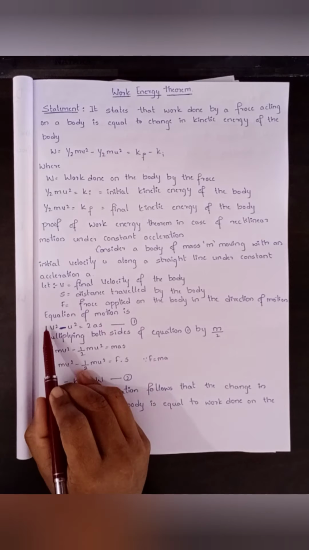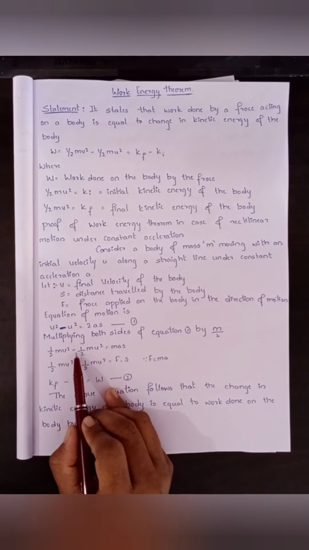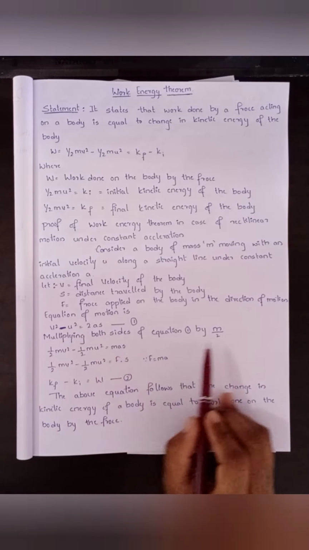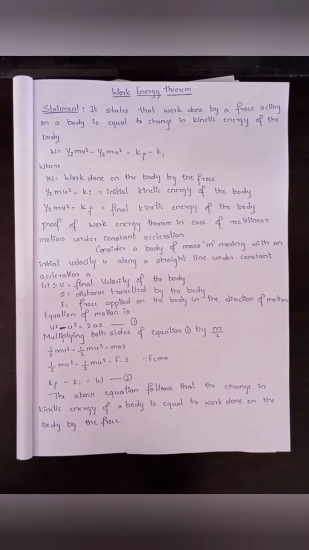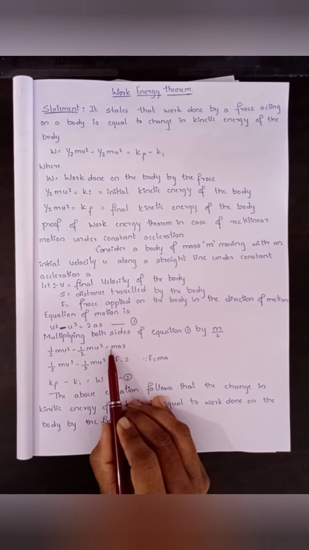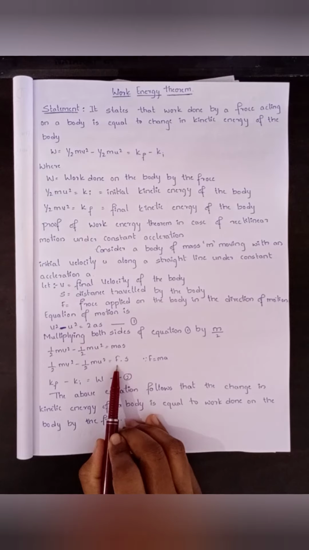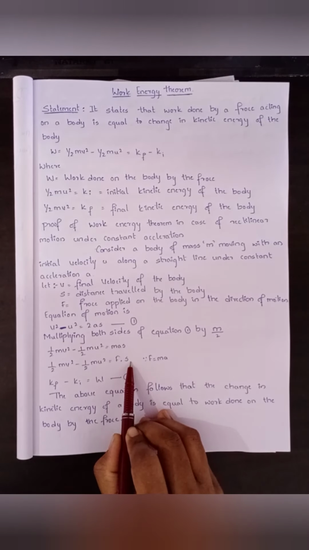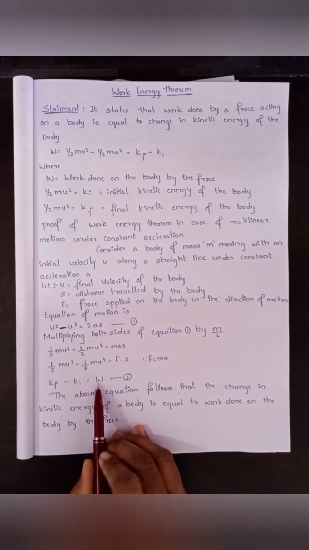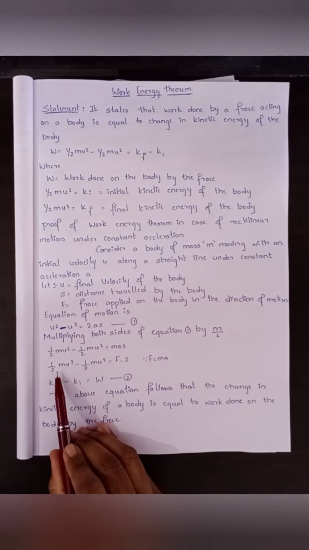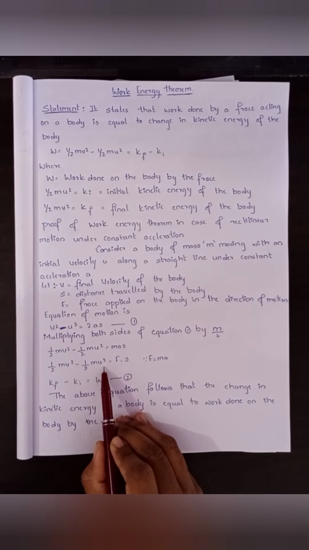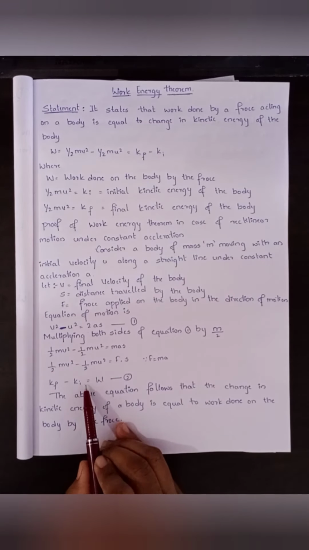So what happens? We get half m v square minus half m u square, which is equal to, the 2 gets cancelled, m a s. We'll write the left side as it is, half m v square minus half m u square. Next, ma is nothing but F according to Newton's second law, so F dot s, which we'll write as W in the next equation. Half m v square is the final kinetic energy and half m u square is the initial kinetic energy of the body.